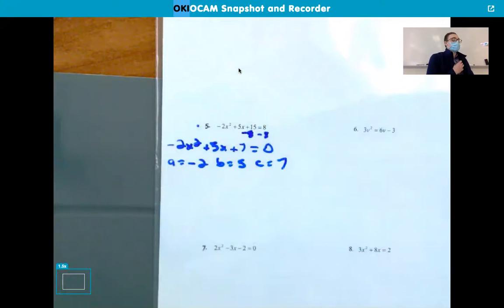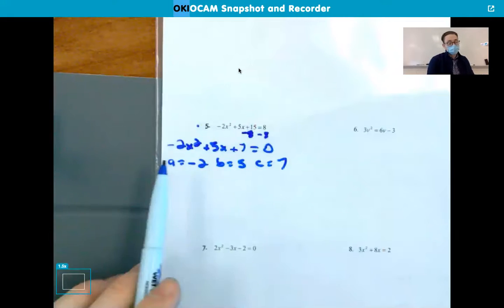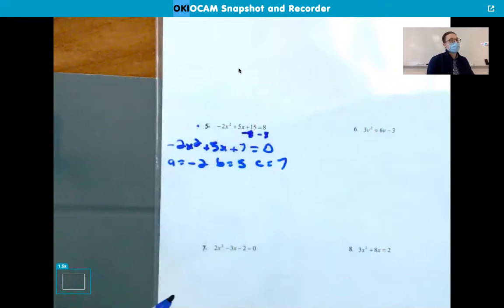One thing that we might already notice is that my a value in the first one was 1, but the coefficient in front of x squared might not always be 1, right? It might not just be x squared by itself, as we see here. So don't try and get too set in doing the same thing over and over again. Each question brings its own variety.